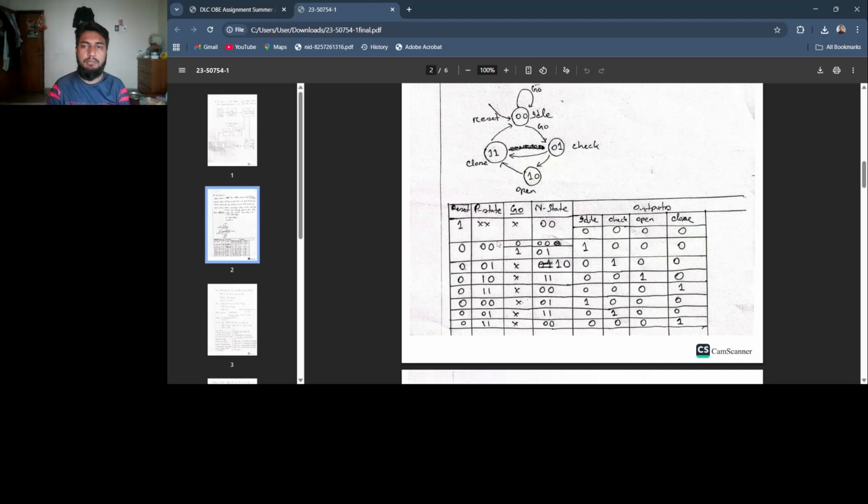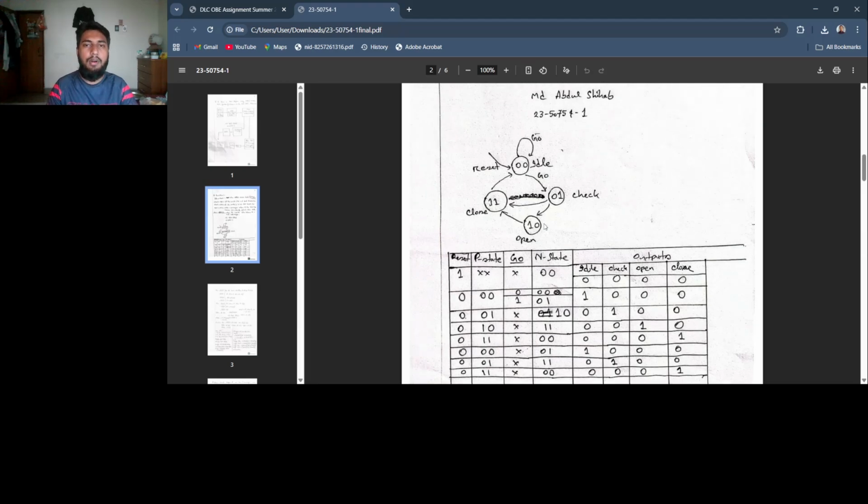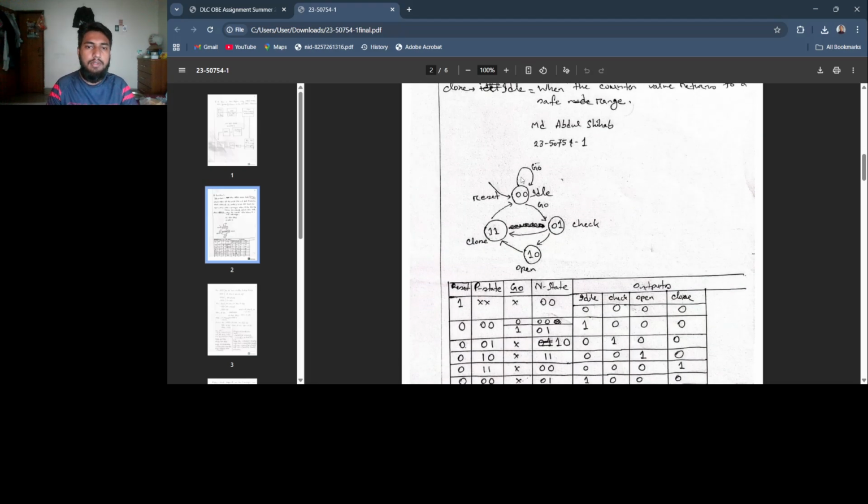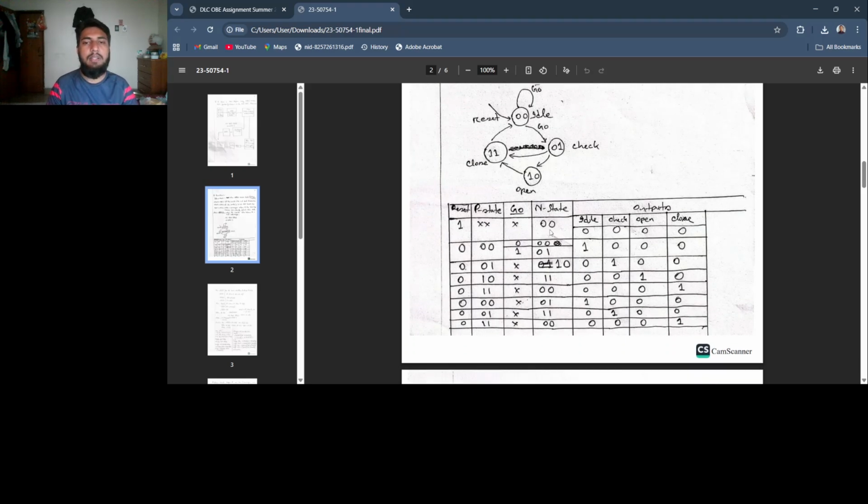So here is my state table. First of all, reset is 1. That means the present state and go, next state and output are all 0. When the reset pin is 0, the next state is my present state.